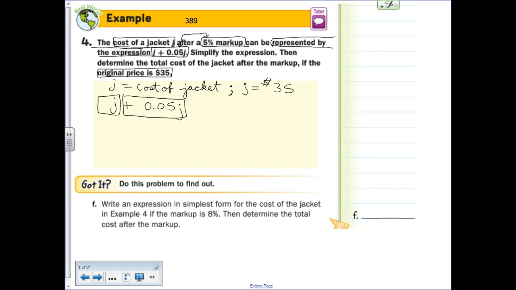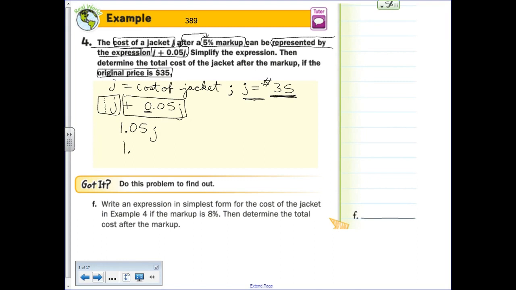Remember that there is an imaginary coefficient of 1 right there in front of the J. So we want to add 1J and 0.05J to combine those like terms. You need to make sure that you add that 1 to the 0 that is a whole number. Do not add it to the 5, which is in the hundredths place. This is a whole number 1 in front of our J here. So it actually is going to be 1 and 5/100 J is our simplified expression.